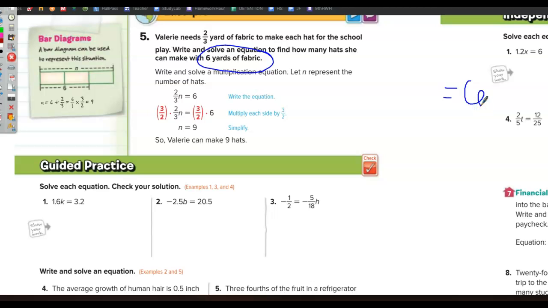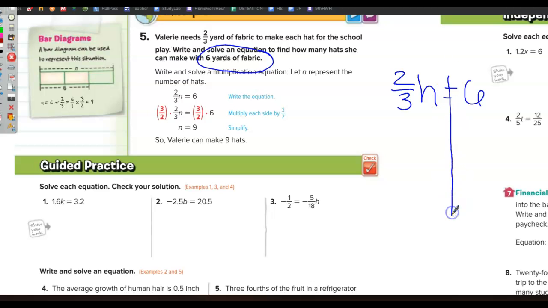Now, how much do you use for each hat? 2/3 of a yard. And do you know how many hats you're making? No, but what does each mean? What operation? Multiplication, right? Because if I use 2/3 for the first one, 2/3 for the second one, 2/3 for the third one, 2/3 for the fourth one, and so on, right? So it's multiplication. So let's write H for hats.